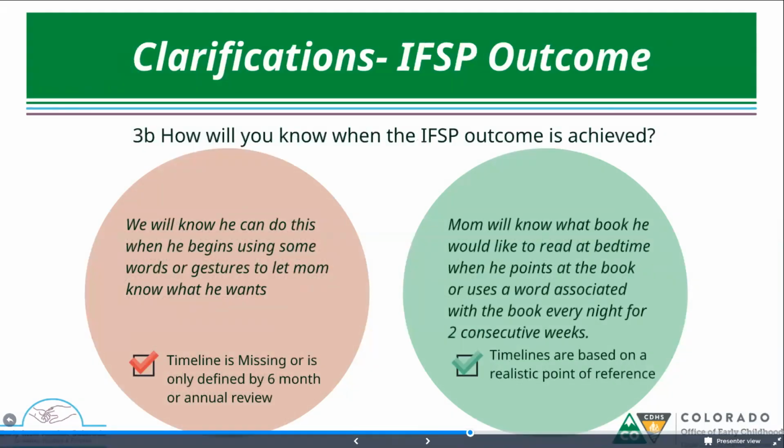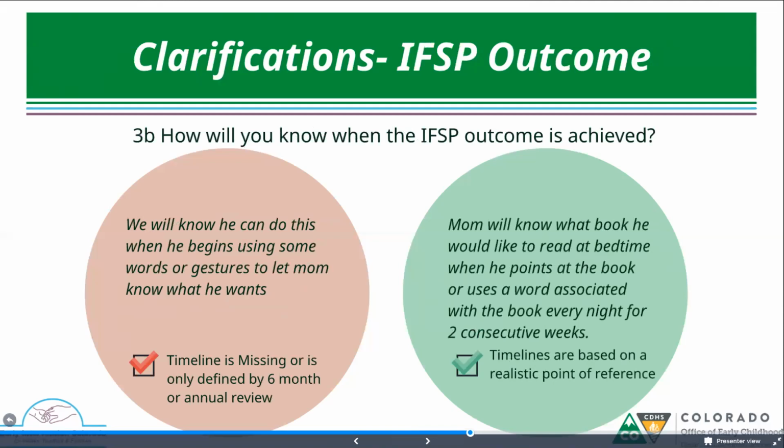Now on to the IFSP outcome section. How will you know when the IFSP outcome is achieved? Clarification was needed on determining if something has a timeline or not. So if we look at the first example, we will know he can do this when he begins using some words or gestures to let mom know what he wants. The timeline is missing or is only defined by the 6-month review because we don't have a point of reference.